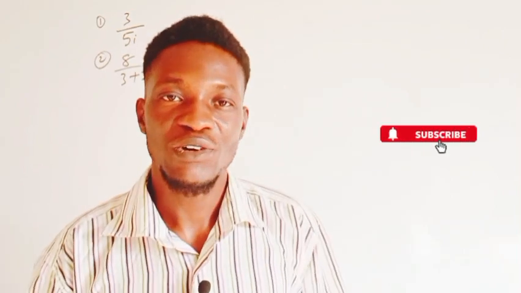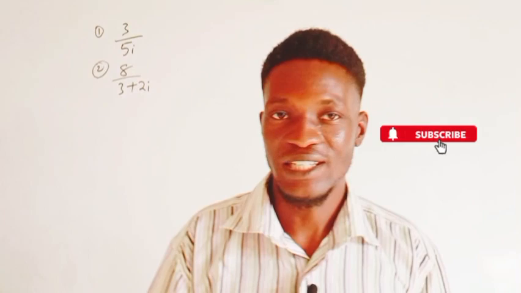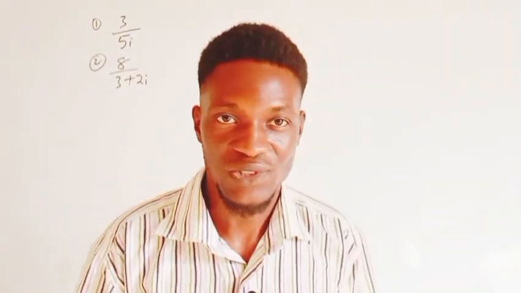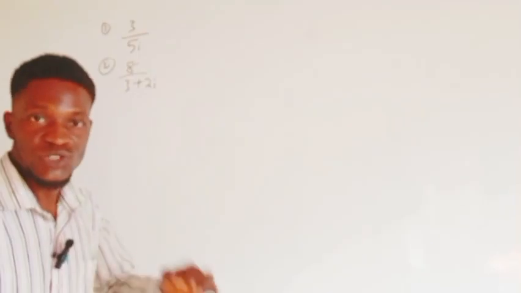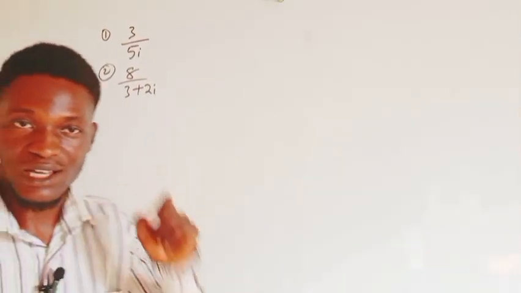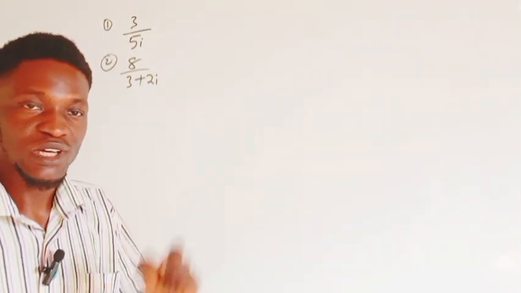So in division of complex numbers, the goal is to eliminate the imaginary number at the denominator. Okay, so whenever you have a fraction, the goal is to what? To eliminate the complex number at the denominator. So let's dive into question number one.